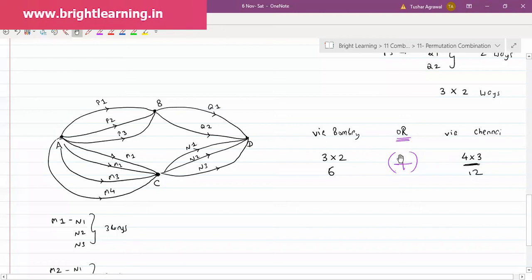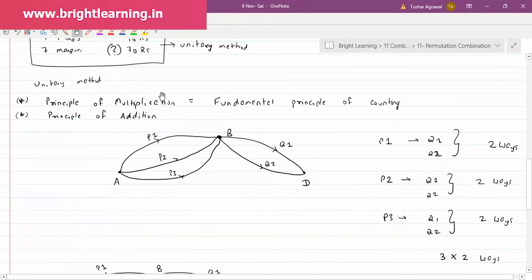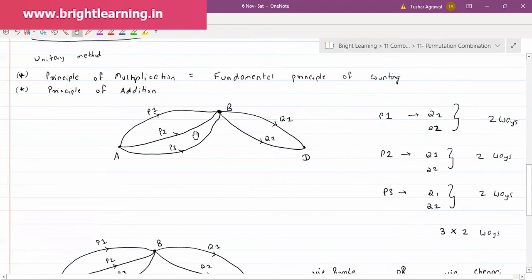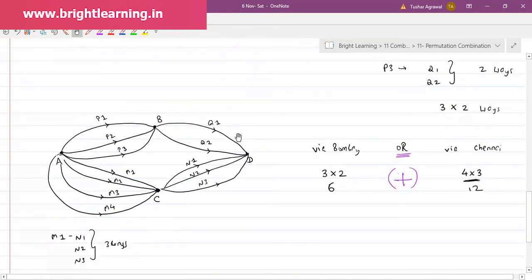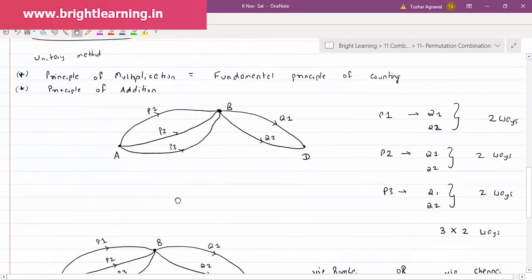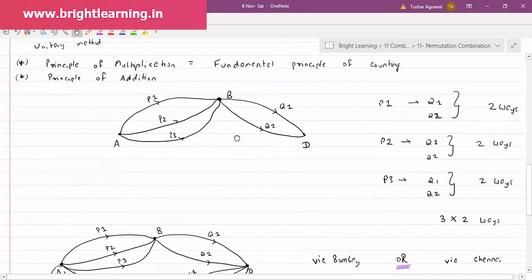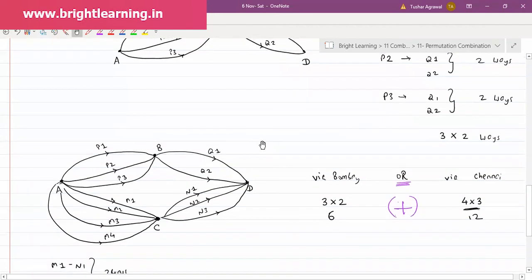But in the books that you refer to, they give you fancy words like the principle of multiplication: if the terms are dependent on each other, like P and Q, we use multiplication. If they are independent, like the routes from Bombay and the routes from Chennai, we use addition. My counter question is, how will you define dependent and independent? Dependent means what, independent means what? So don't go for such fancy words, just use your common logic.